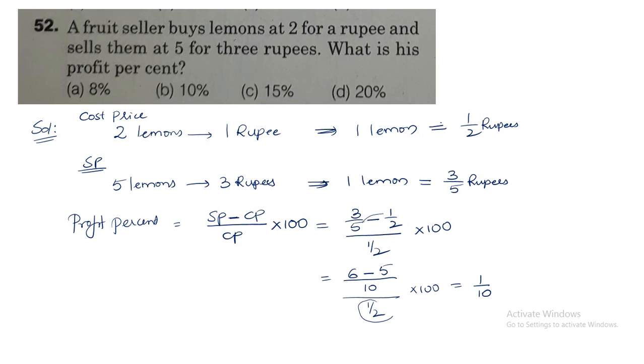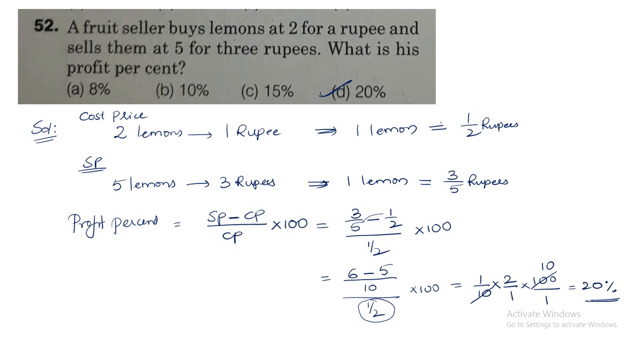This 1 by 2 which is present in the denominator, I can bring it to the numerator as 2 by 1, into the 100 which is already there in the numerator. So it can be written as 100 by 1. Now if you observe, this 10 in 100 cancels 10 times. Hence the answer is 20%. So 20% profit he is gaining.